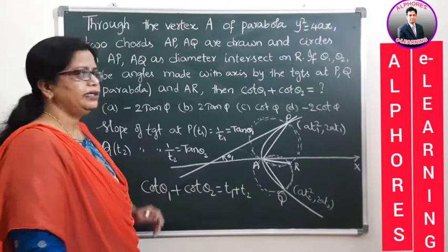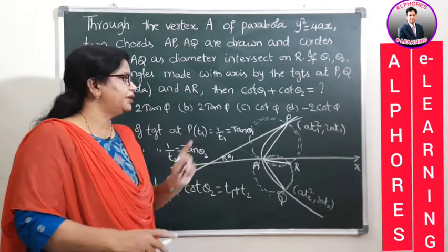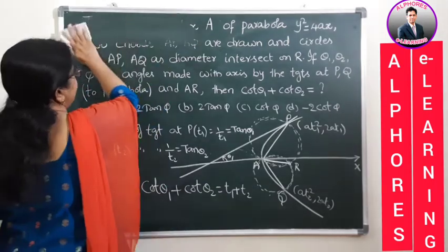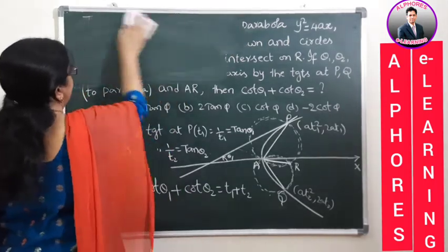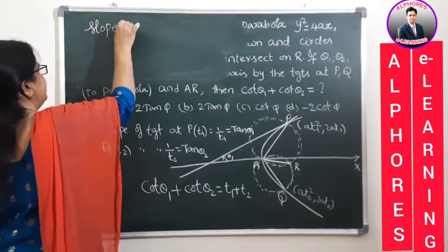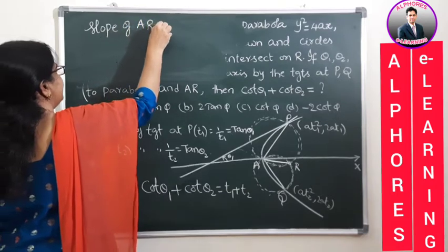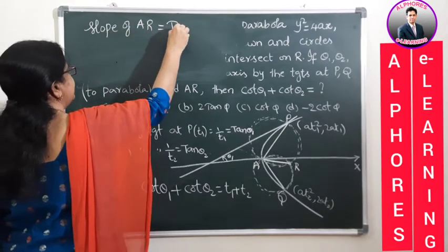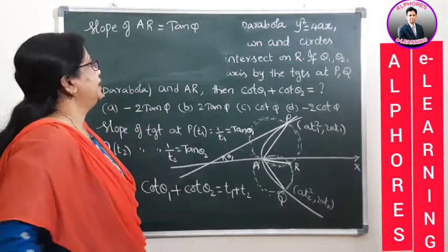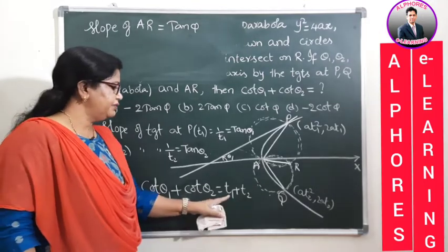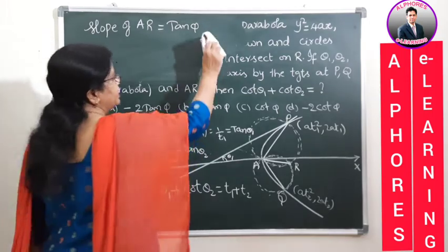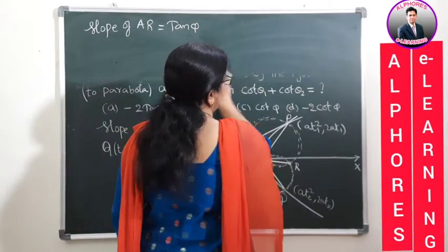Okay, so we got this information, and by using this you have to get the answer. First of all, let us take the slope of AR. So what is our slope of AR value? As the inclination of AR is given as phi, this is nothing but tan phi. Okay, so this is the value tan phi, and now we have to get the relation of this tan phi value with t1 plus t2. How to obtain that kind of relation? Let us observe. Now the parabola part we have done up to here.